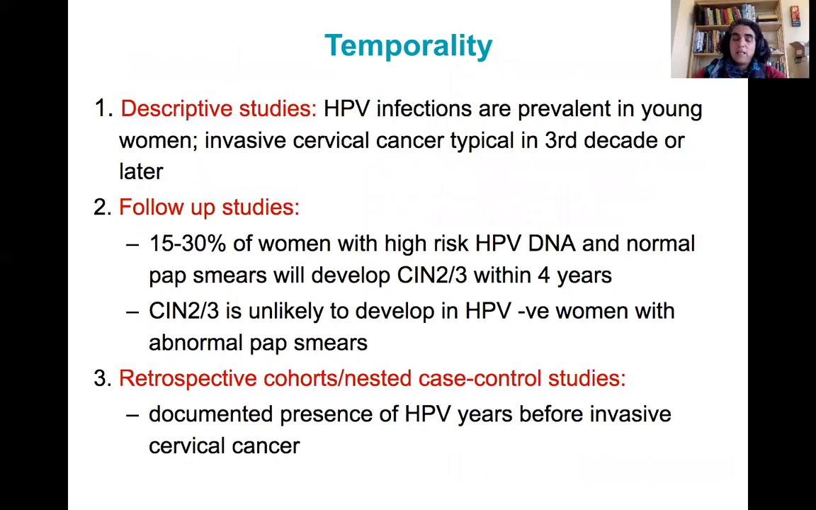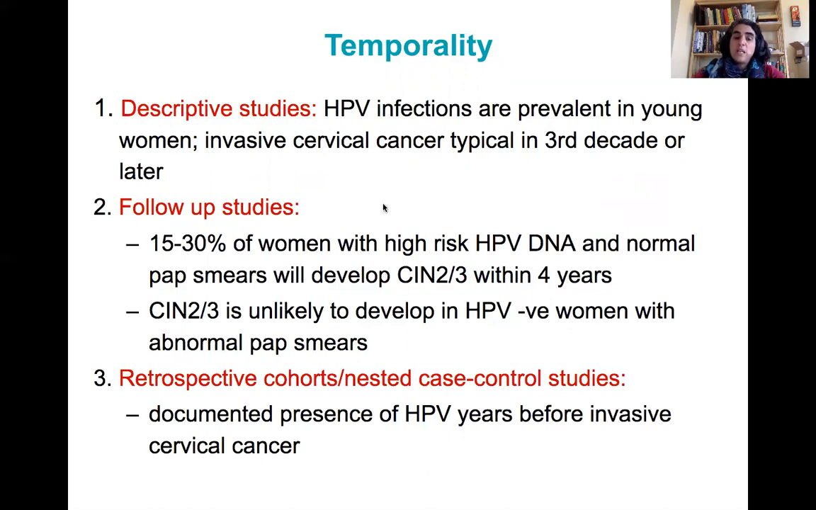How about temporality? Well, we can look at a bunch of different kinds of studies. The descriptive studies, the cross-sectional ones, show that HPV infections are prevalent in young women. So it's a sexually transmitted disease that women tend to pick up in their teens and 20s, and cervical cancer typically shows up in your 30s and later. So we have some temporality there. The HPV precedes the cervical cancer.